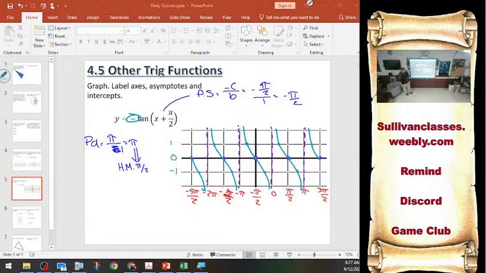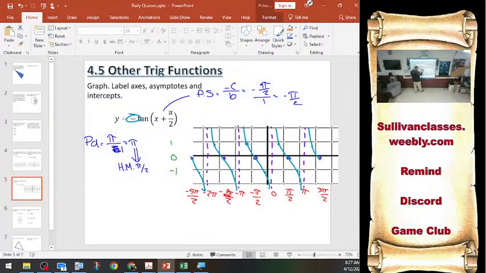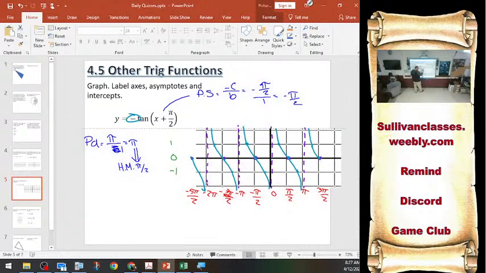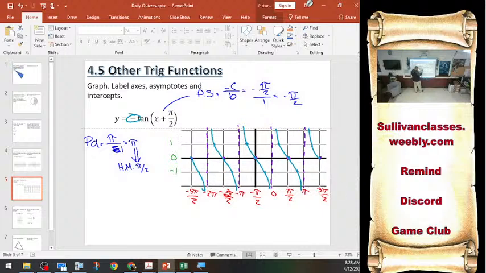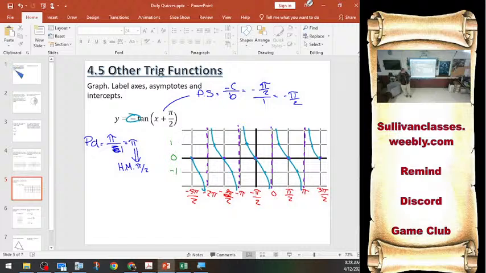So again, you could have taken that entire thing and just started over here instead. You could have put 0 there as opposed to this. Okay, so you kind of get your choice. I don't care which you did, as long as the x-intercepts are on the right ones and the asymptotes are on the right ones. Okay?